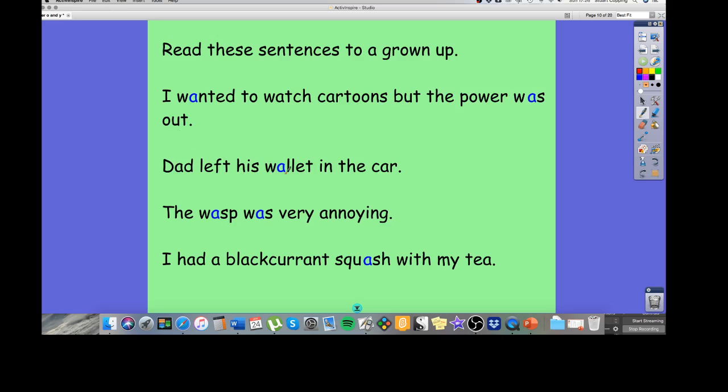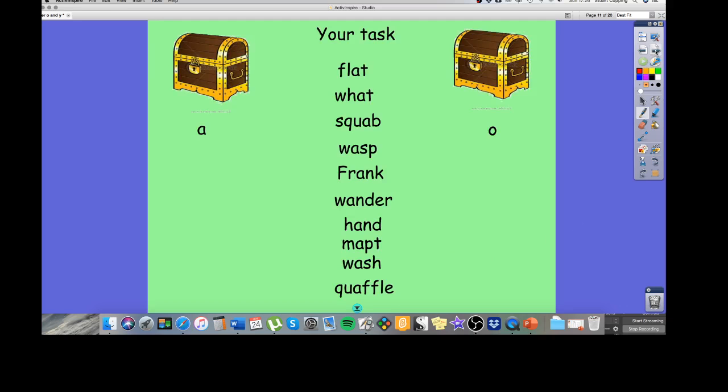Dad left his wallet in the car. The wasp was very annoying. And I had a blackcurrant squash with my tea. Okay, so you've done some reading with these words in. So now what I want you to do is look at the letter A in all these words. Does it make an A sound or does it make an O sound?